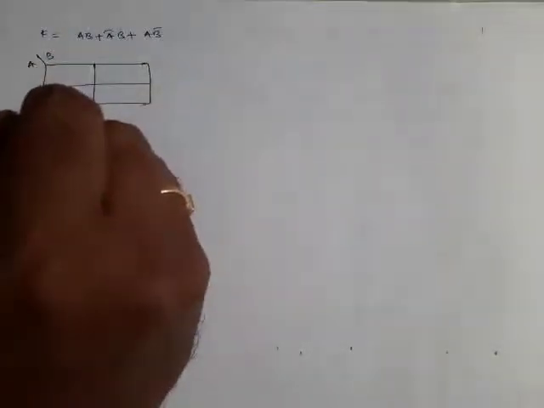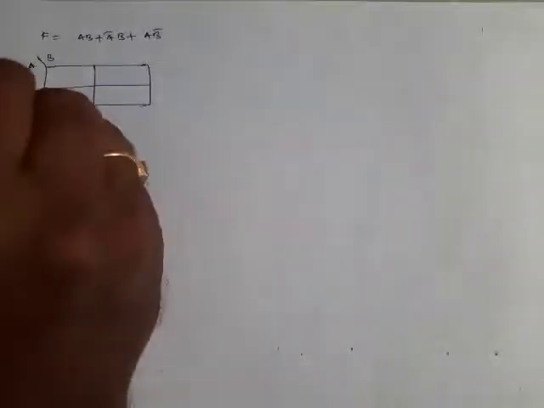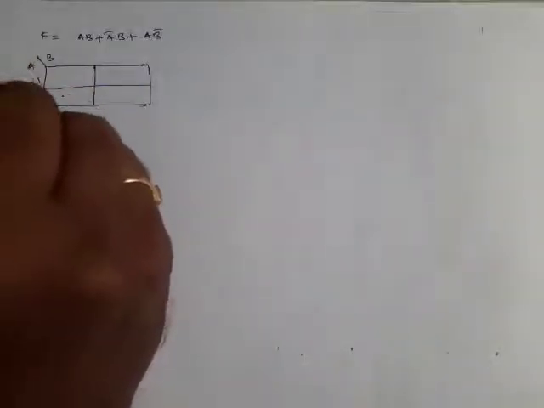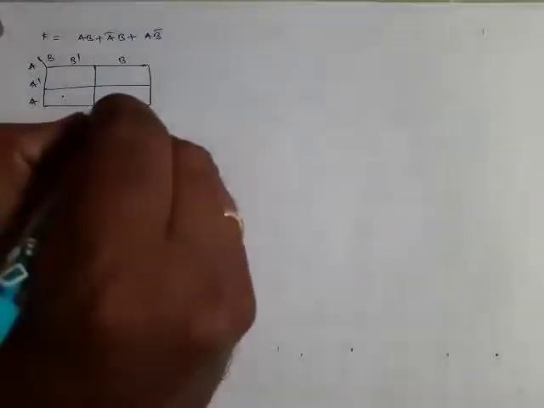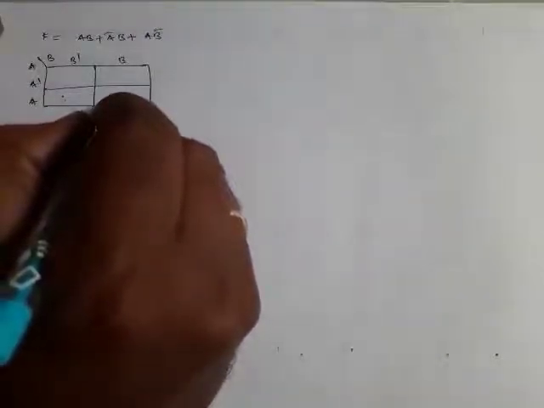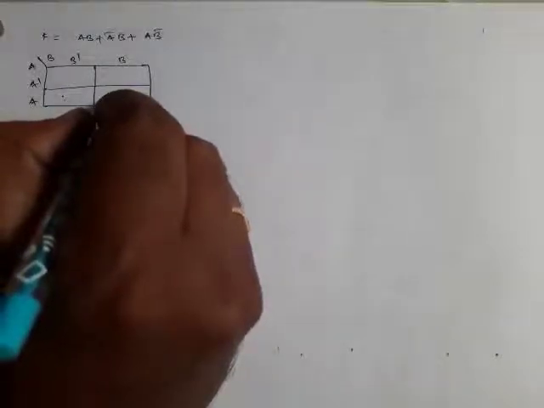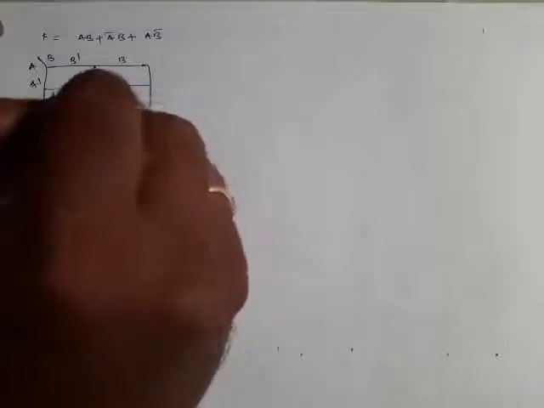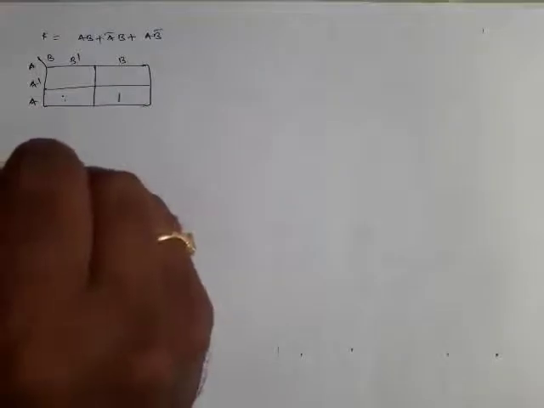So where is the cell corresponding to the minterm ab? Here you can see this represents a bar, this is a, and this column is b bar, and this is b. Now when you write this way, you can see that this cell represents ab, and to show that the function contains this minterm, what you have to do is just enter a 1 into the cell corresponding to the minterm present in the function.